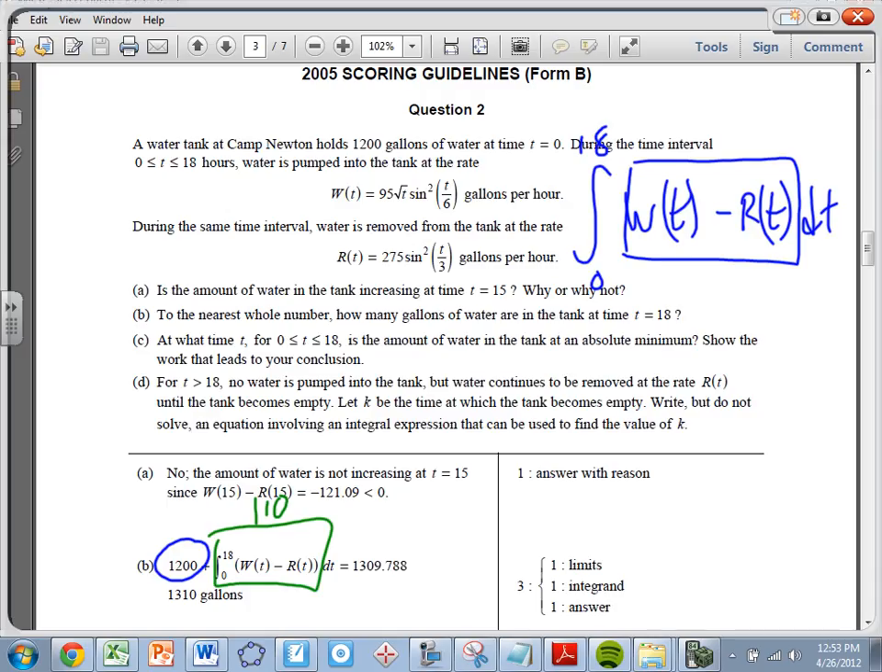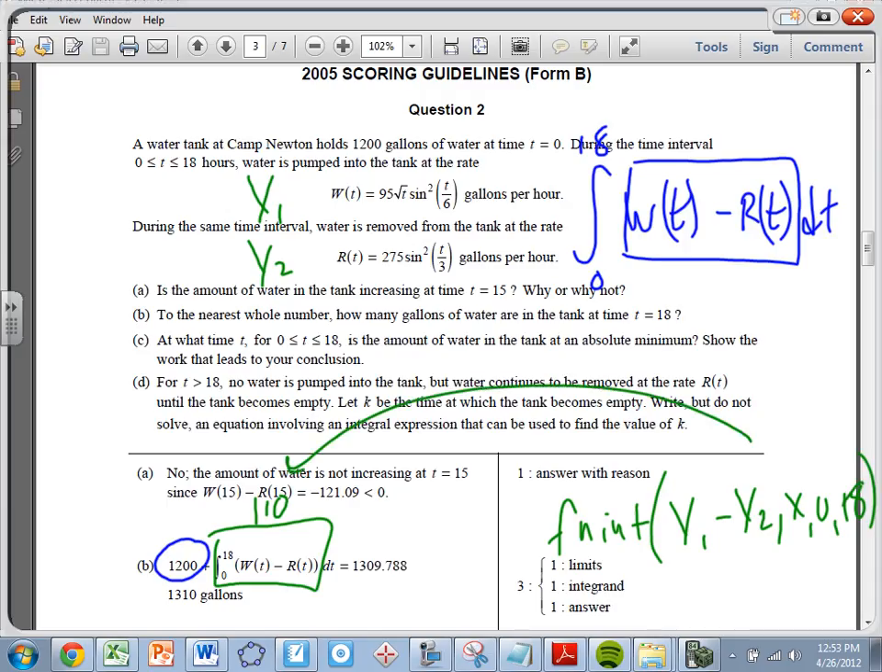So this integral, when you do it on your calculator, you will not do this by hand. You will insert this in y1, and you will insert this in y2, and you will say fnInt of y1 minus y2, comma x, comma 0, comma 18. There's your command that will give you 110. Are we clear on that? If not, please ask.